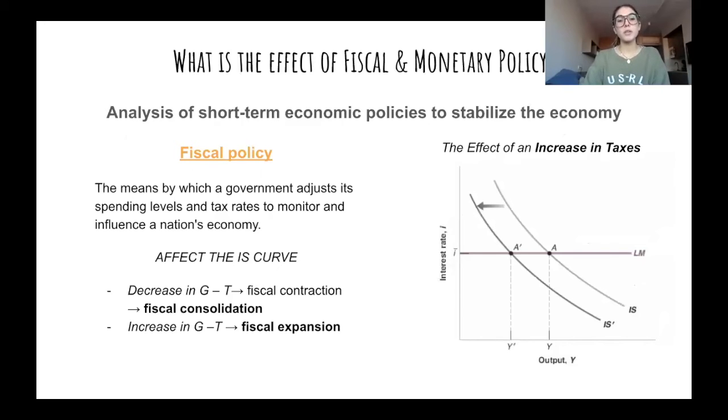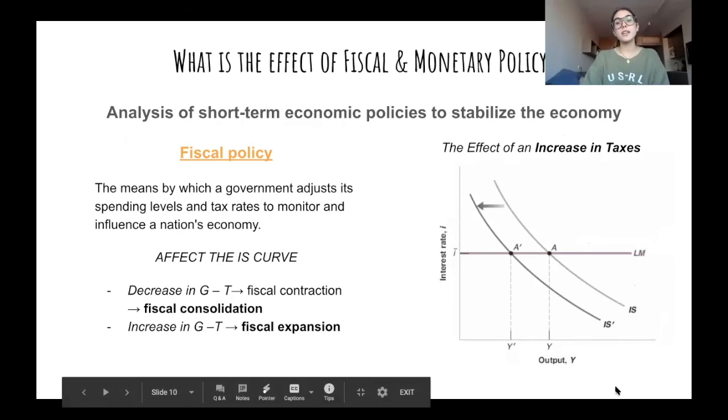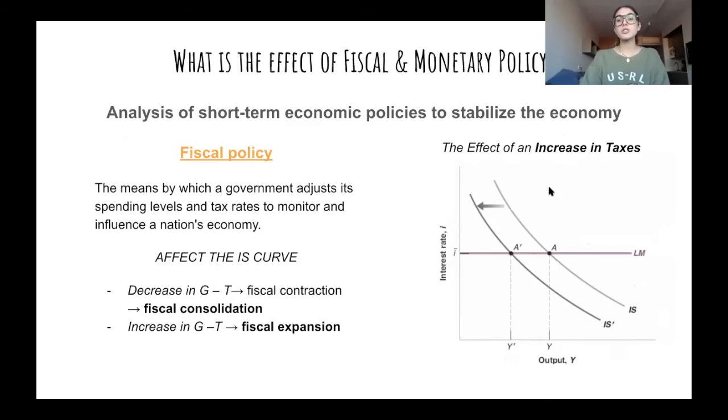Fiscal and monetary policy enables a country to stabilize the economy. Fiscal policy is related to spending levels and tax rates. The actions taken will affect the IS curve. As we can see in the graph, an increase in taxes will move the IS curve to the left, leading to a smaller output, ending up in a fiscal contraction. Whereas for a fiscal expansion, a decrease in taxes will move the IS curve to the right, leading to a greater output.